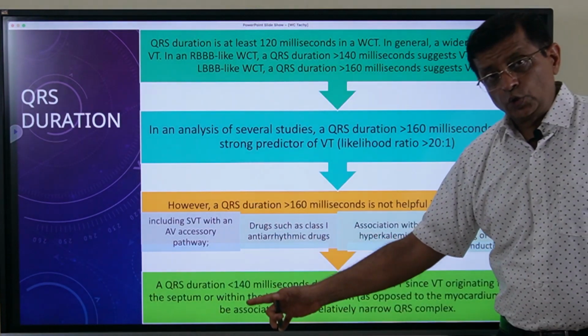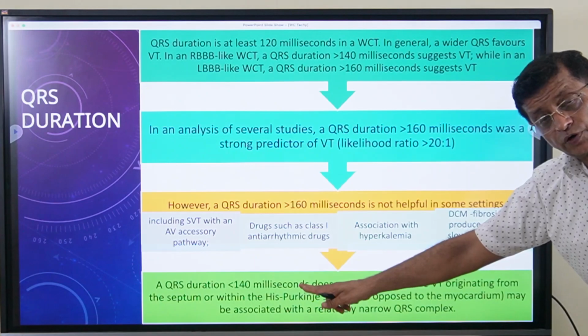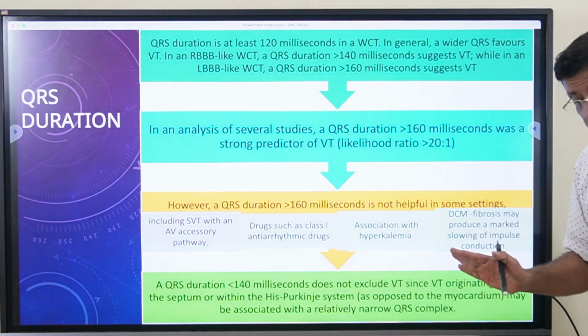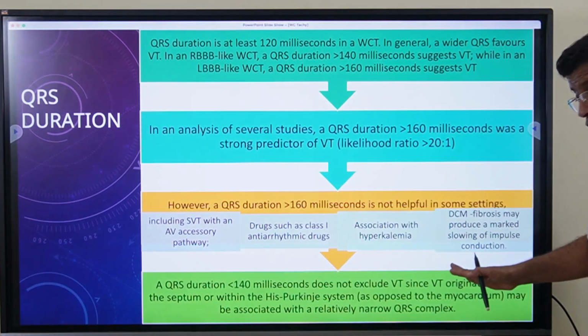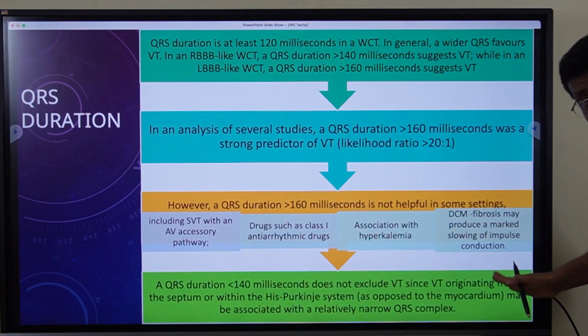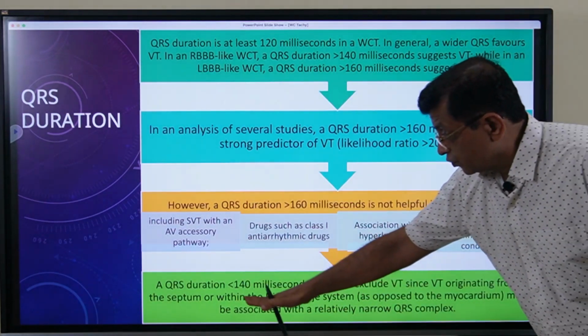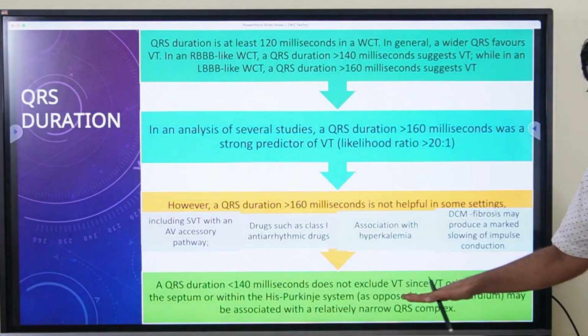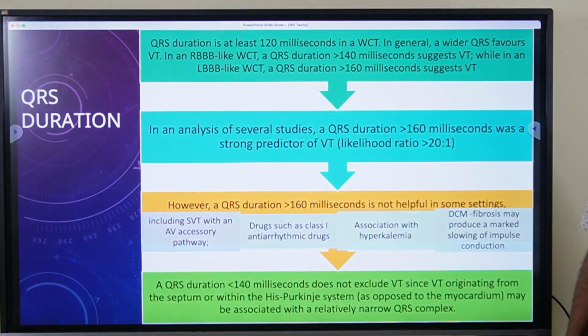And the contrary is not true. If the QRS is less than 140 milliseconds, that does not mean that this is not a ventricular tachycardia. So that does not exclude ventricular tachycardia, as the tachycardia arising from the septum and His-Purkinje system can be relatively narrow.